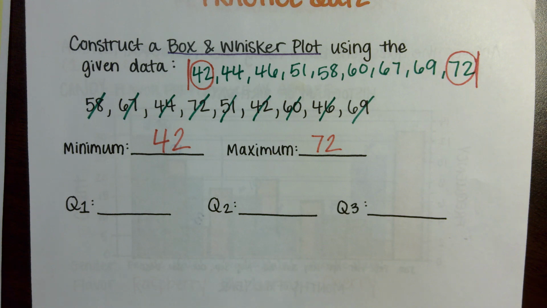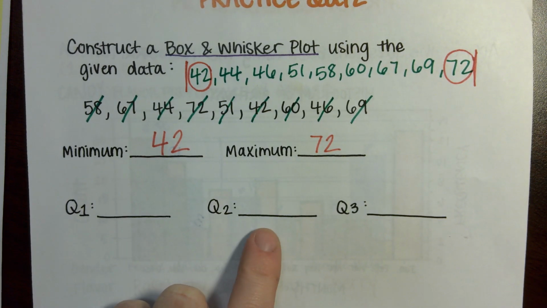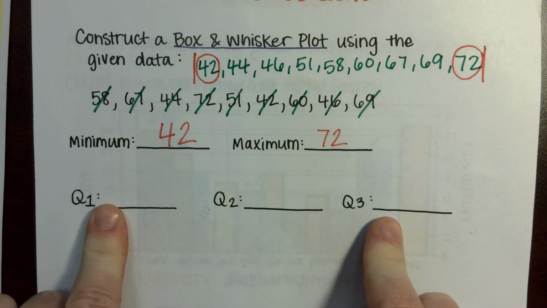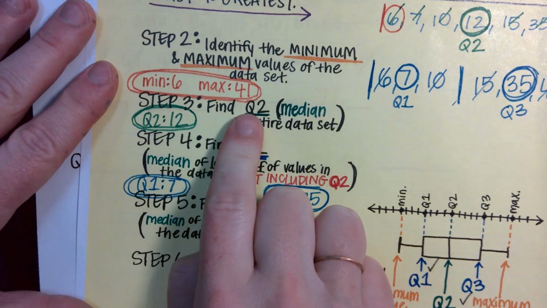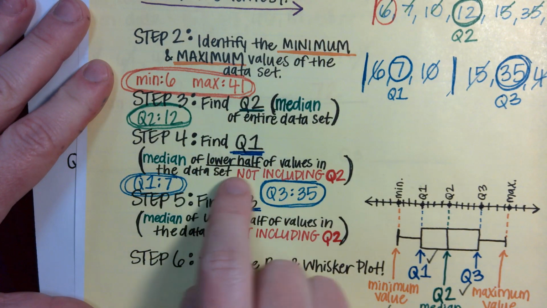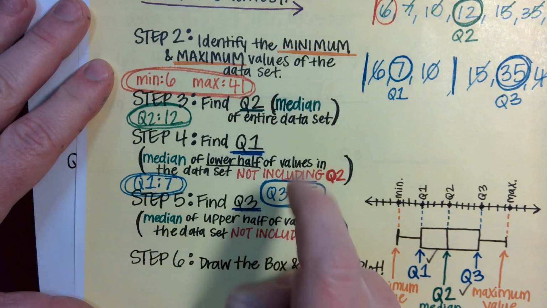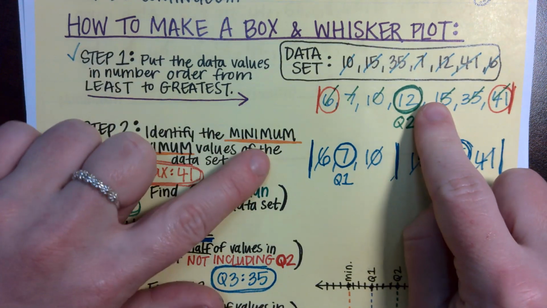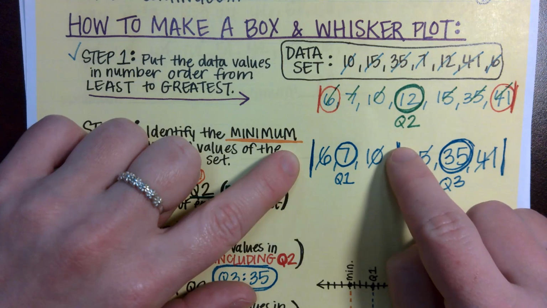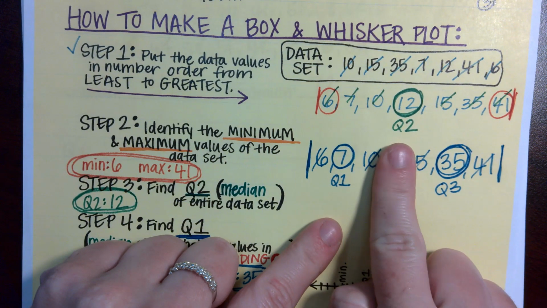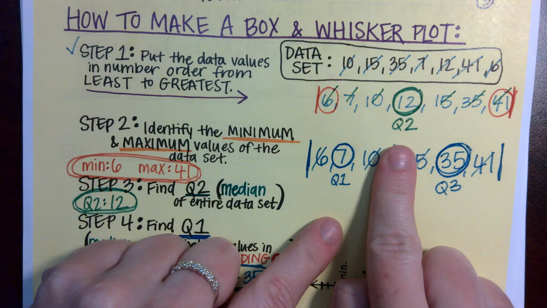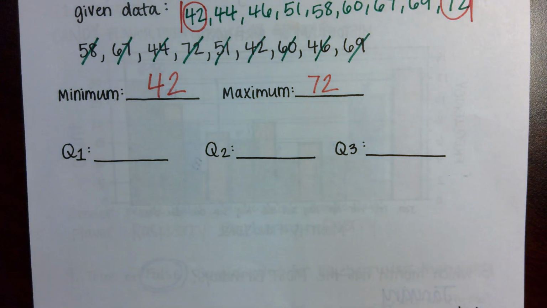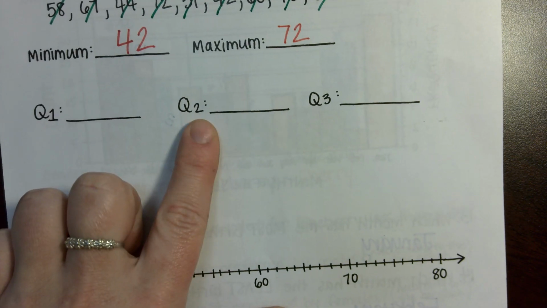Yeah, we want to always try to do Q2 first, because our Q2 might affect our Q1 and Q3 answers, because once we find Q2, that is not going to be included when we're finding the median of the lower half and the upper half. So like in this problem here, when we found that 12 was our middle number, when we found the median of the rest of the data for Q1 and Q3, we did not include 12 as a number. So let's make sure that we do Q2 first.